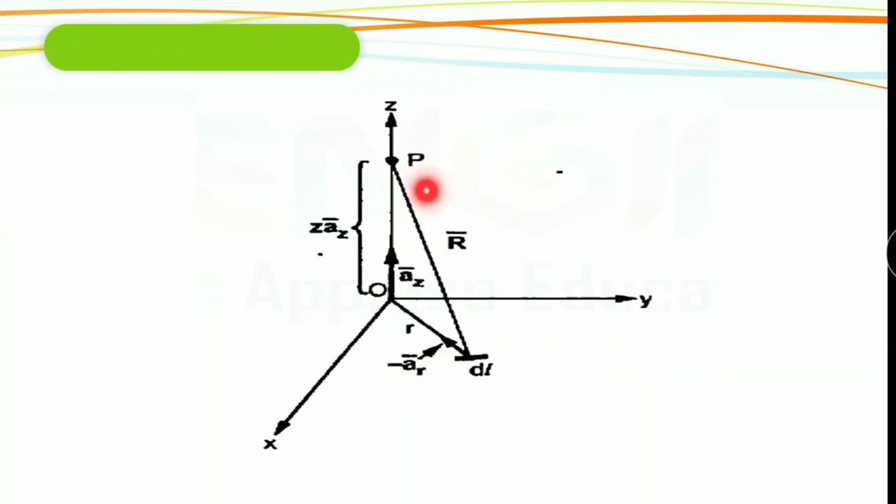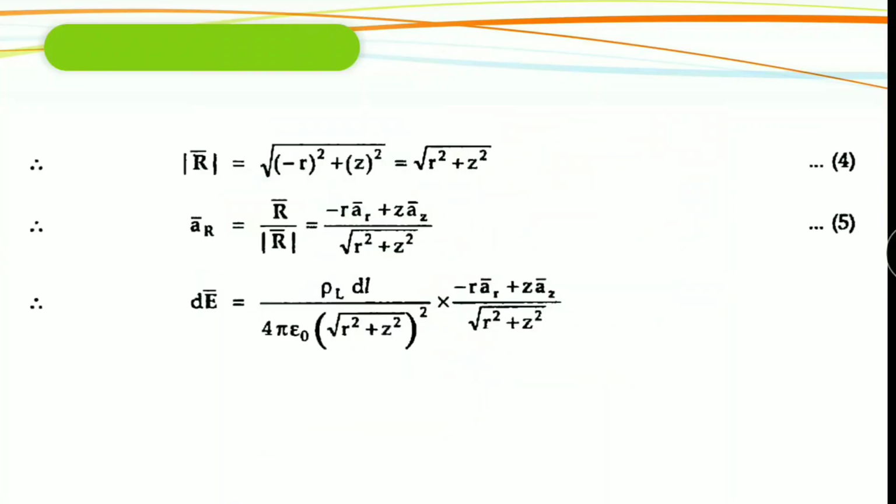Now the resultant of r bar is the sum of these two vectors. The vector OP is z aZ bar, and the vector ODL is minus r aR bar. The resultant is the sum of these two vectors. Finally we get the value of r bar as minus r aR bar plus z aZ bar, and the magnitude of this value is the square root of r square plus z square. Now these values, and the dq value, are substituted in the equation for dE, and then we get this answer.